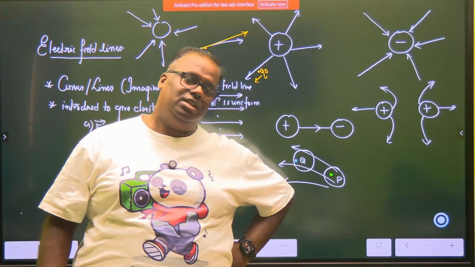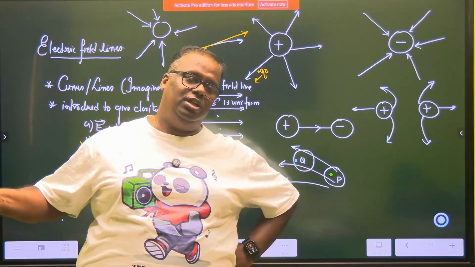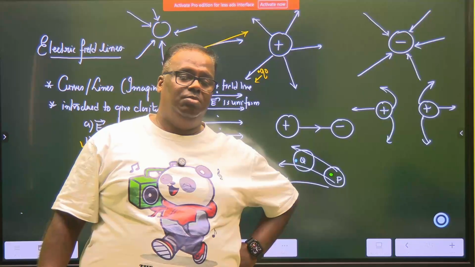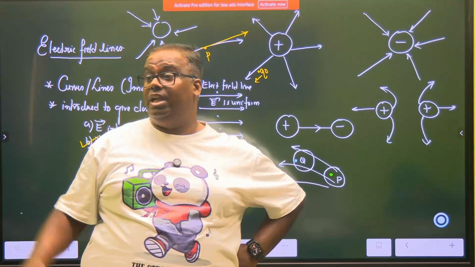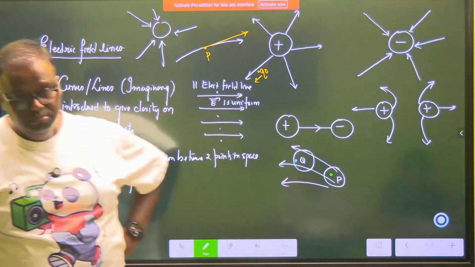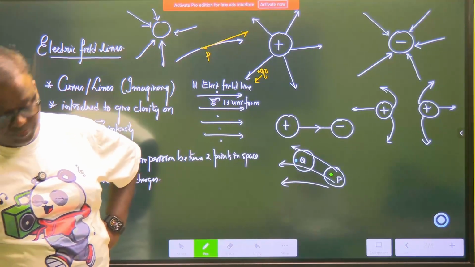Did you understand this line? If your charge is at infinity, it originates from infinity. If your positive charge is at infinity, it originates there; if a negative charge is at infinity, then it terminates at infinity. Clear?